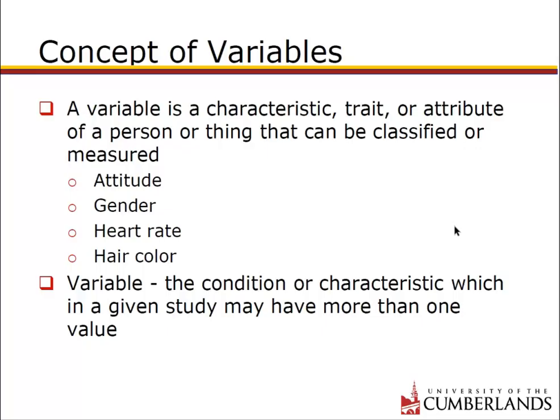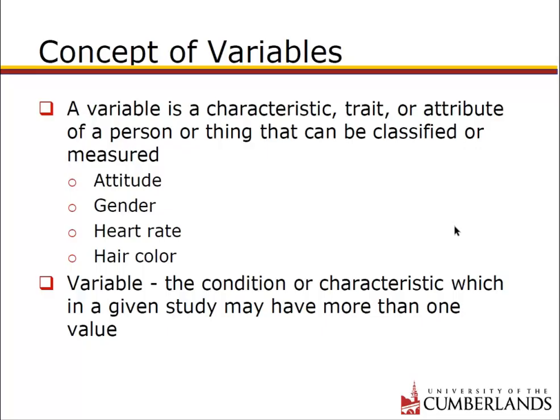Now let's transition from data storage to understanding variables, the fundamental building blocks of data analysis and AI modeling. A variable is simply a characteristic, trait, or attribute of a person or thing that can be classified or measured. The example shown here illustrates the diversity of variables we might encounter in risk management.